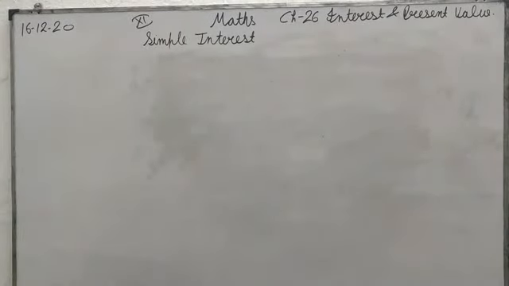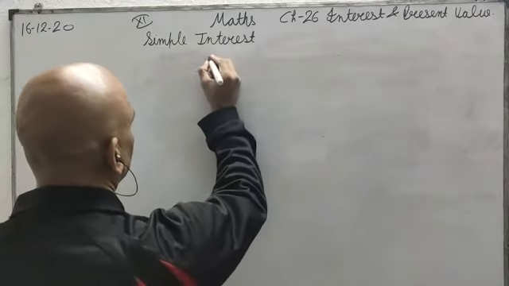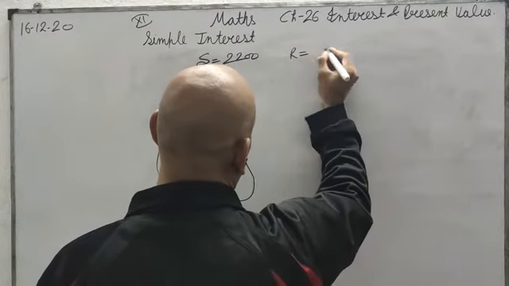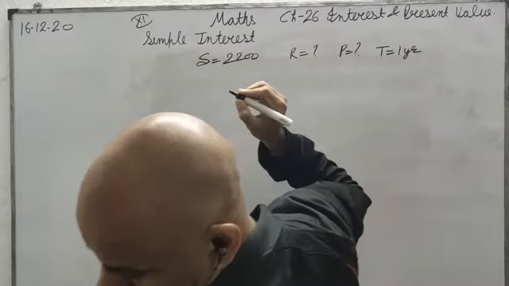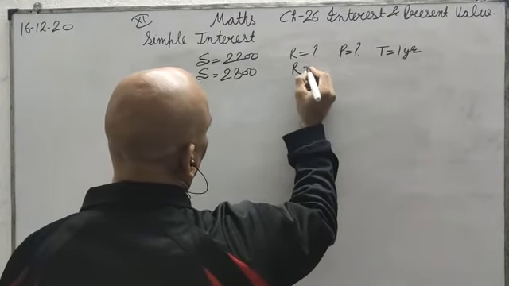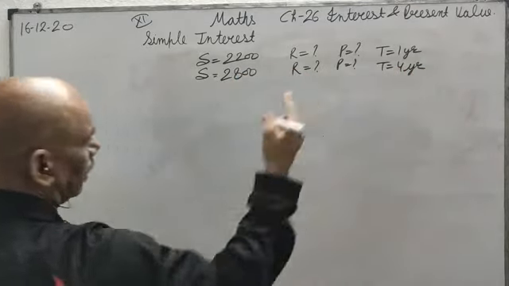A sum of money lent out at simple interest amounts to 2,200 in 1 year and 2,800 in 4 years. Find the sum of money and the rate of interest. Now two things have to be found. He is saying that the sum becomes 2,200 in 1 year. At what rate? Principal is also not known. Time is 1 year. And the same sum becomes 2,800 with the same rate. Time is 4 years. You will have to calculate P and R.